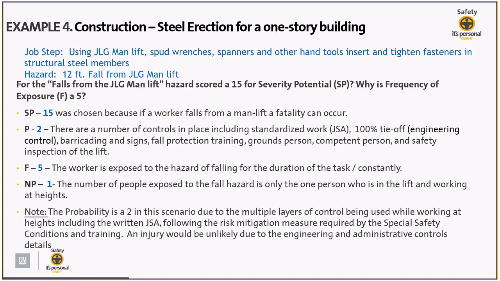We said probability of occurrence was a 2 because there are a number of controls in place, including standardized work, which is their JSA, and 100% tie-off, which is the engineering control. In this example, we're saying they already have barricading and signs. The worker attended fall protection training. There is a ground person who's competent. They've inspected the lift, right? So they've done everything they were supposed to do. So we're saying the probability is a 2.